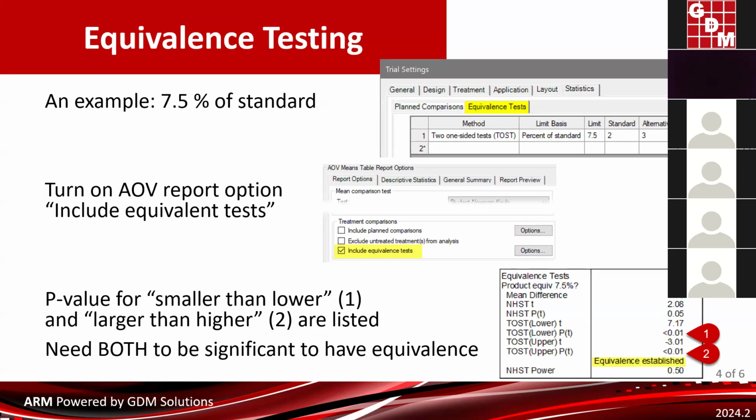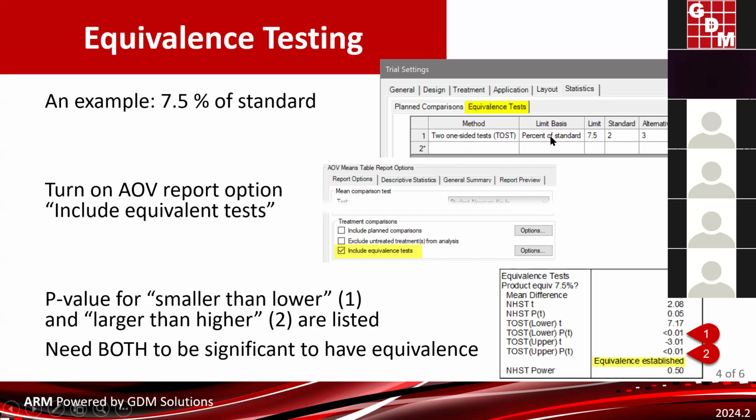Just within the settings, there's the statistics tab, and there's a section right next to the planned comparisons that we added last year. Now we have a tab for equivalence tests. And then it's a similar structure in the fact that there's a table, and you can create more than one equivalence test if you want. Here I have just one that's been created, and you define the method that we're going to run.